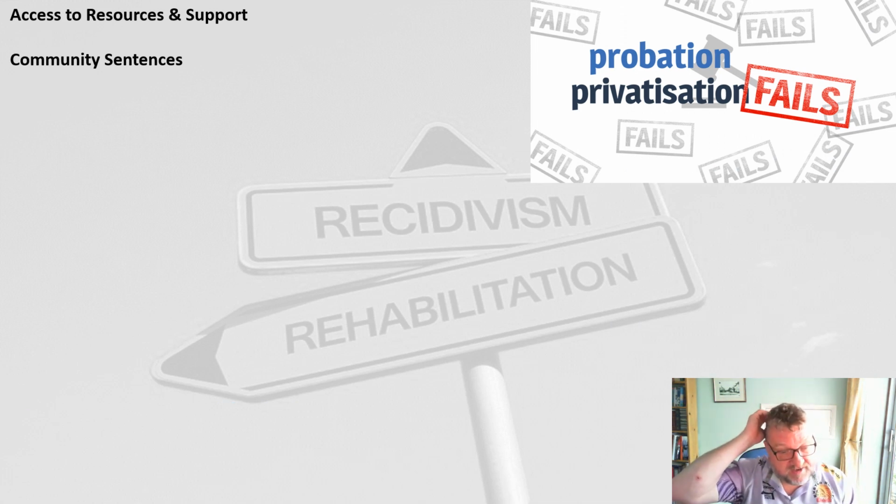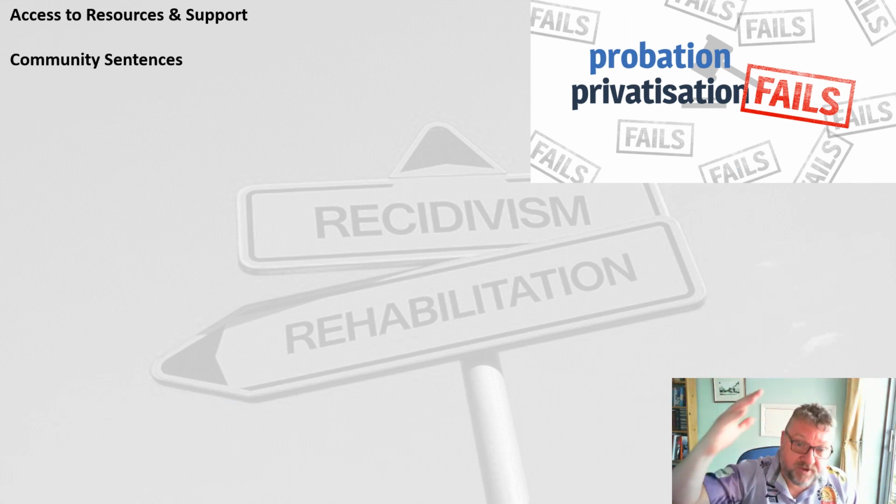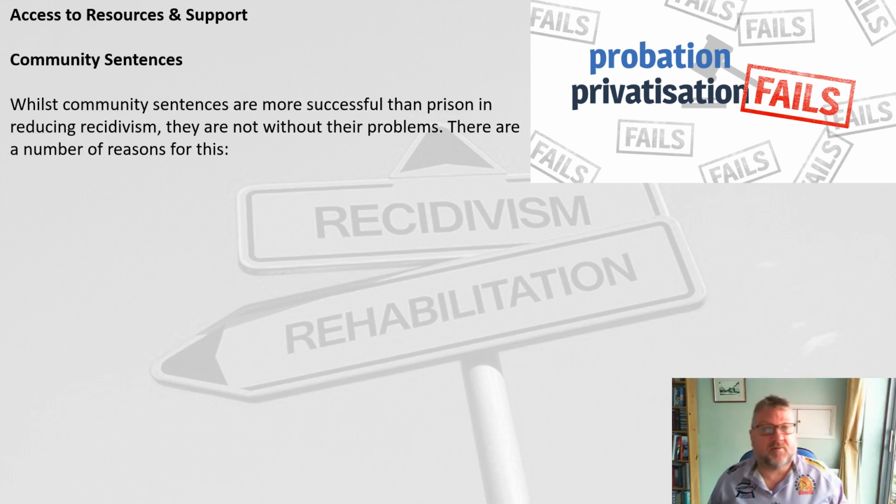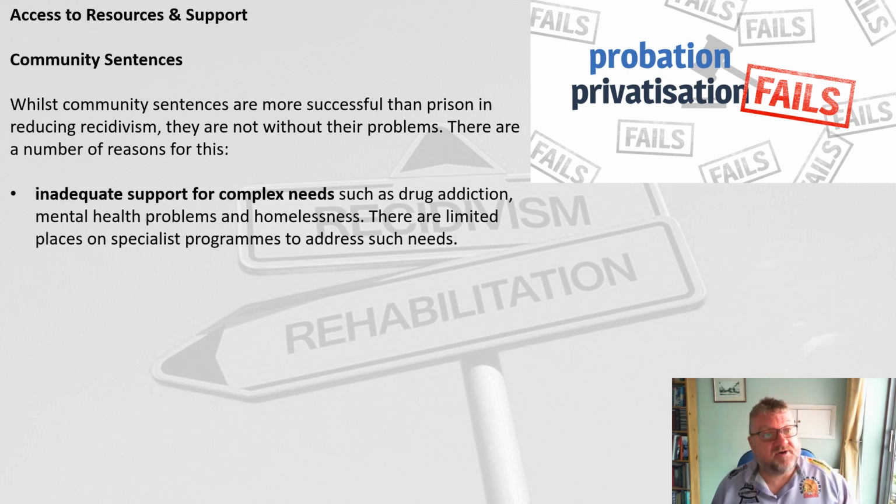So we looked at prisons, let's look at community sentences now. Whilst we know that community sentences are more successful than prison in reducing recidivism, they're not without their problems, and there's a number of reasons for this as well. So there are some barriers. There's inadequate support for complex needs such as drug addiction, mental health problems and homelessness. And there are limited places on specialist programs to address such needs. In my next slide, I'm going to show you some stats I found on the probation service and drug treatment programs.